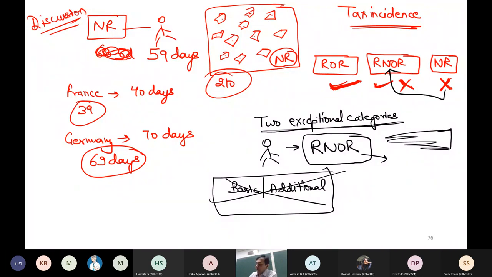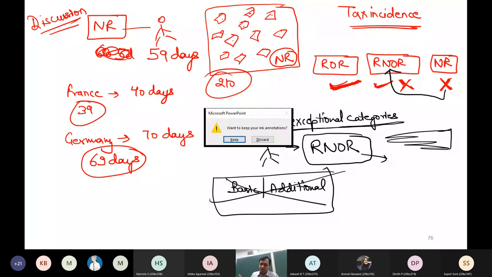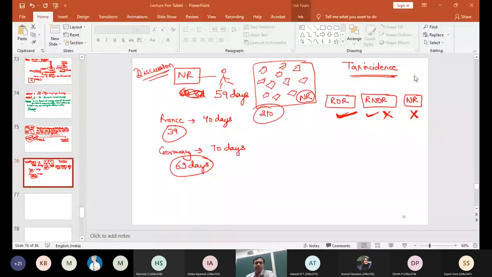I hope the point is clear. There are two exceptional categories of individuals where a person is RNOR. There is no doubt. You cannot apply the normal rule. You cannot say that I'm non-resident. No, the government says in these two cases you don't check those rules. You simply read these categories. If you satisfy the conditions of these categories, you are RNOR. Please raise your hand if the concept is clear.